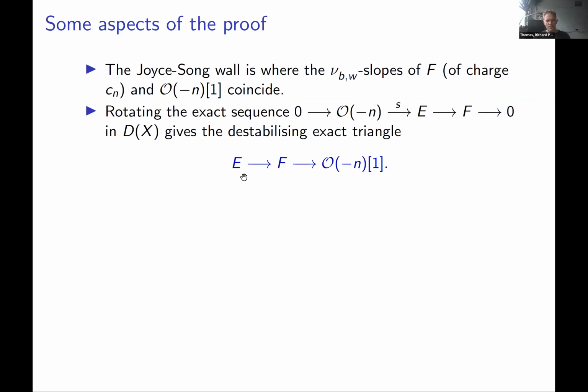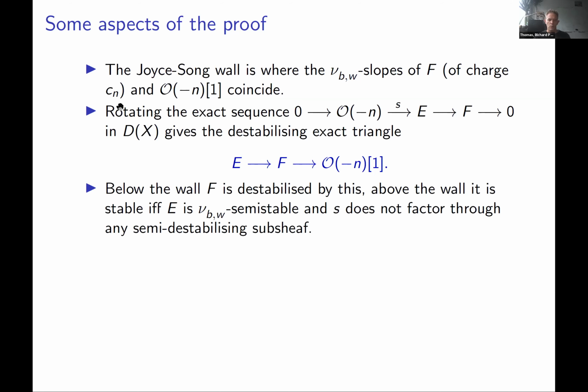You can think of this surjection as being a subobject. E is a subobject of F in this crazy abelian category. Okay. And as we cross the wall, this is the kind of destabilization which to first order happens to objects of class CN. So below the wall, F is destabilized by this. Above the wall, it's not.